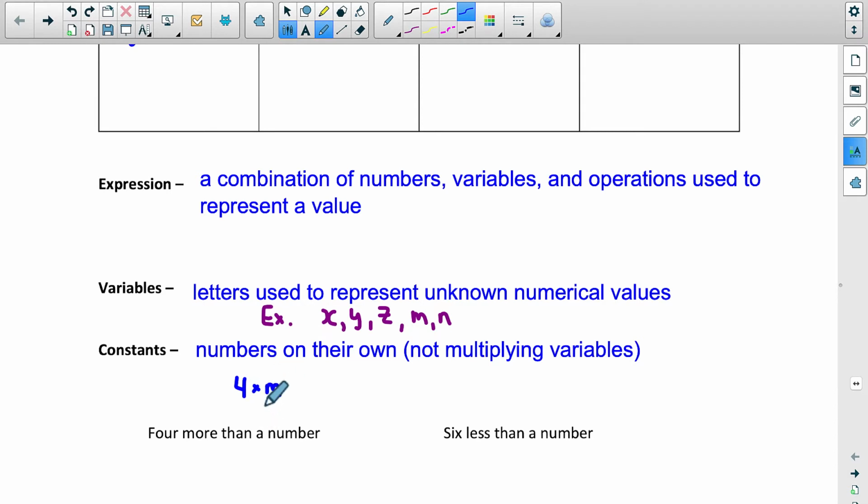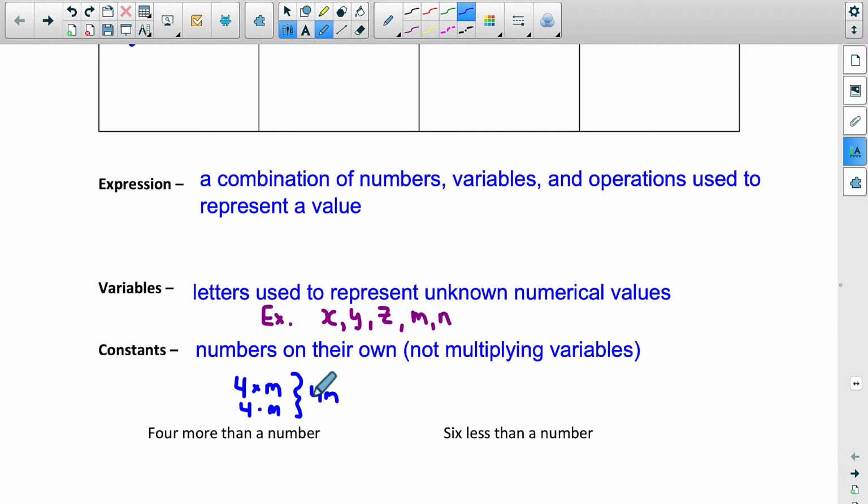Okay, you could write it like that, 4 times m. Or you could write it like 4 dot m, because remember that means the same thing, that means times. Or the fastest and best way to write that is to write it like 4m. Okay, that's how you write multiplication when you have a variable.